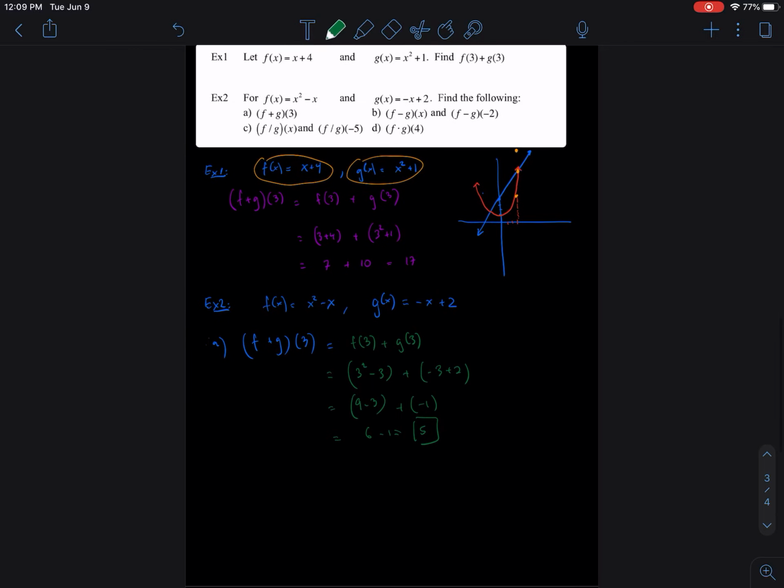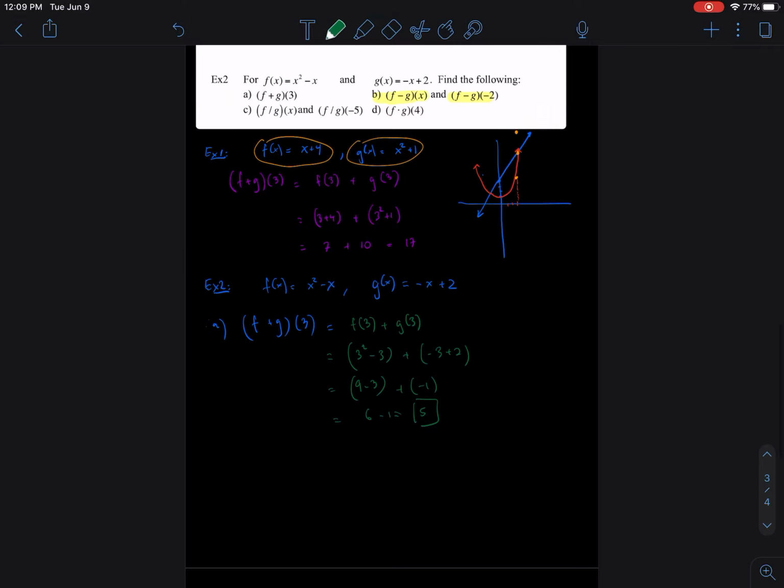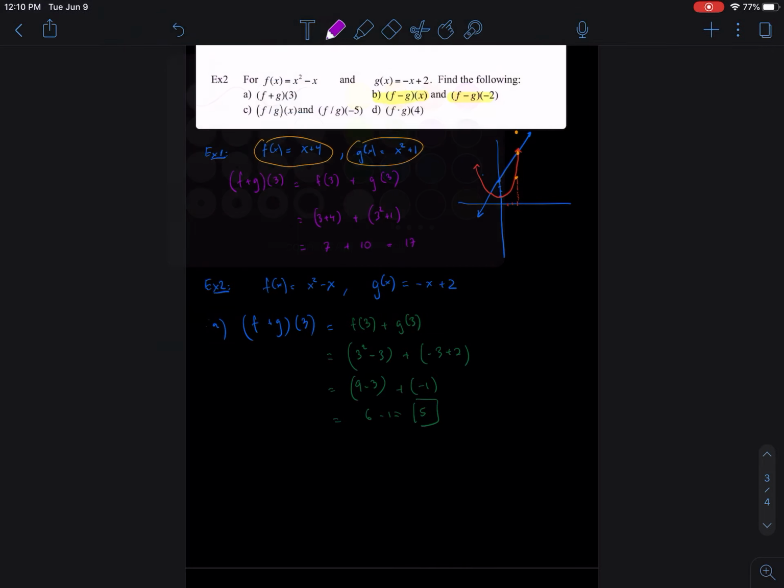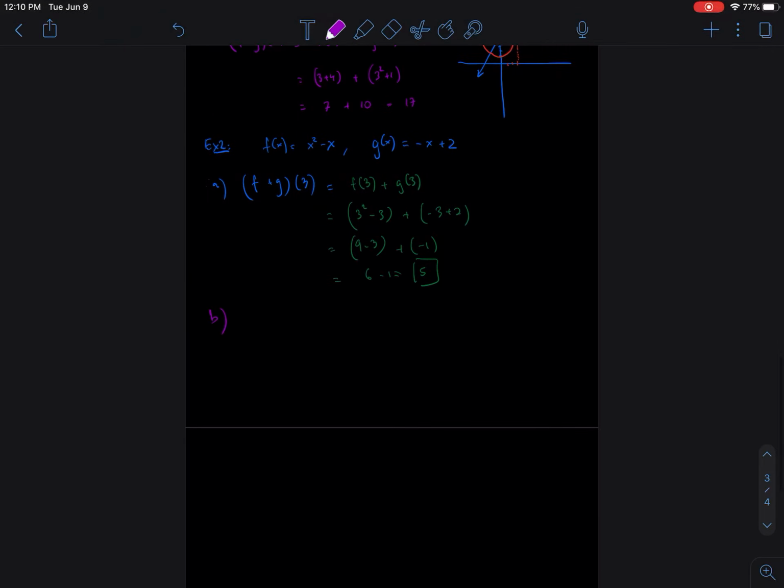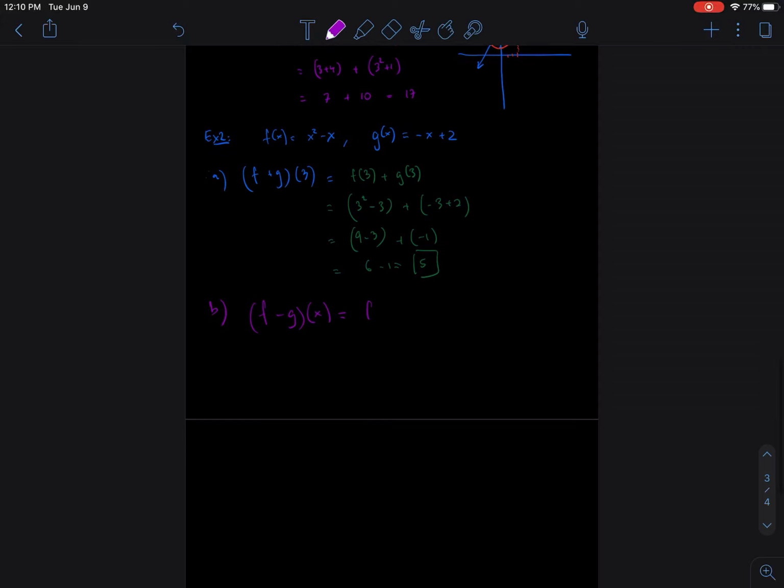Part B, we want to find the arbitrary difference function, and then also what is the output of the difference function at input negative 2. Okay, so let's go ahead and do this. Part B, f minus g of x. So what is the difference between two functions at any arbitrary input x? By definition, that's just taking the f function and subtracting the g function, right? So f of x is x squared minus x, subtract g of x, which is negative x plus 2.